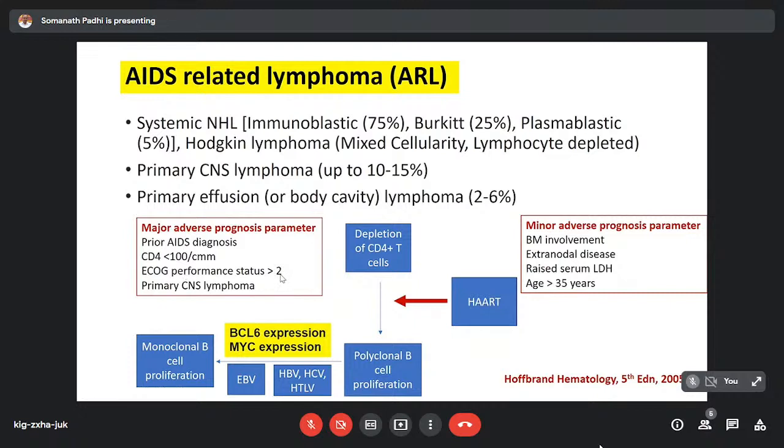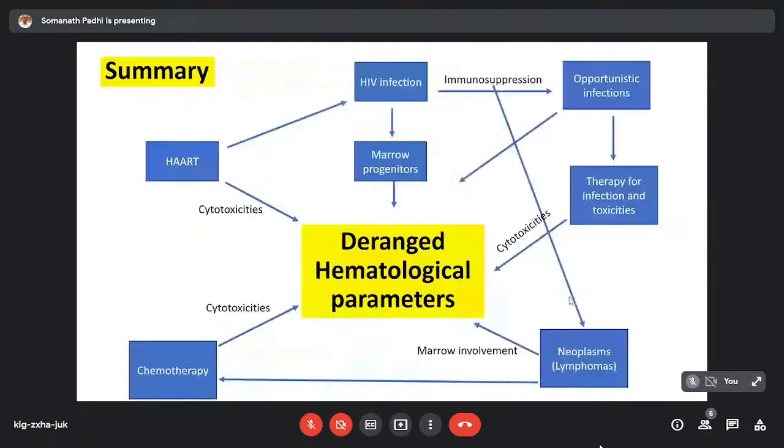These are considered to be the major adverse prognostic parameters, whereas bone marrow involvement of any of these lymphomas is not a major adverse prognostic parameter. It is considered a minor adverse prognostic parameter, and so are presence of extranodal disease, raised serum LDH, and age more than 35 years. So these are considered to be minor adverse prognostic parameters in AIDS related lymphomas.